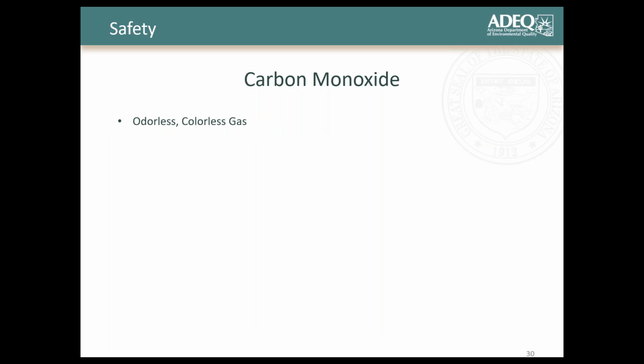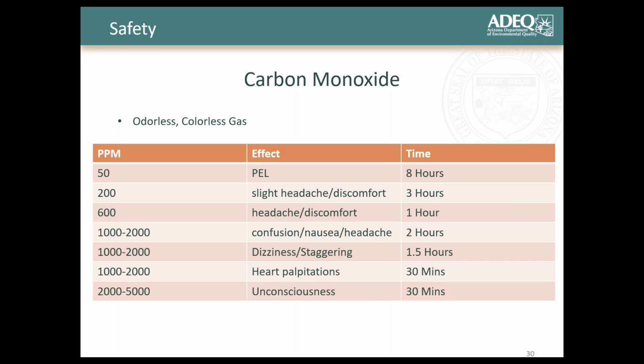Carbon monoxide is another common environmental hazard that we may have to deal with in our collection system. Carbon monoxide is an odorless, colorless gas, and we can talk about its impacts as well. Your permissible exposure limit is 8 hours at 50 parts. At 200 parts, you start getting a headache in a matter of 3 hours. The higher the concentrations go, the less time you have and the more discomfort you deal with. At 1,000 to 2,000 parts, you start getting dizzy and having heart palpitations in a matter of 30 minutes, and you can be unconscious in 30 minutes at those higher concentrations.